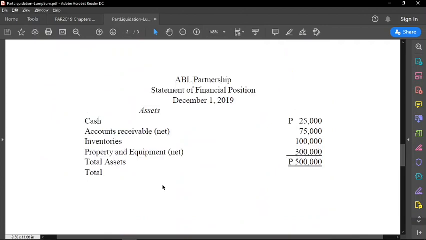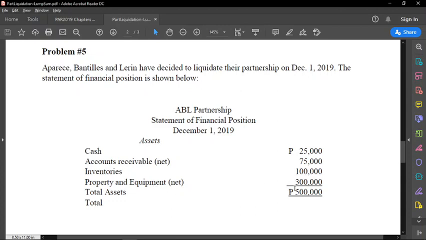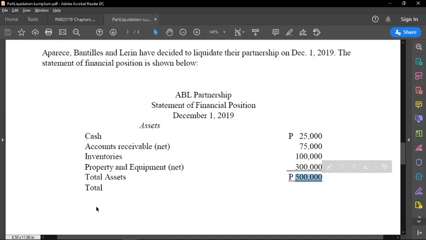Joker si ma'am. So we have here, Paris, Bantillas, and Larin have decided to liquidate their partnership on December 1, and the financial position is the following. Ang dami niya namang asset, pero maliit lang naman palang amount. Okay, ano ba to? Total assets, tapos may total na naman.